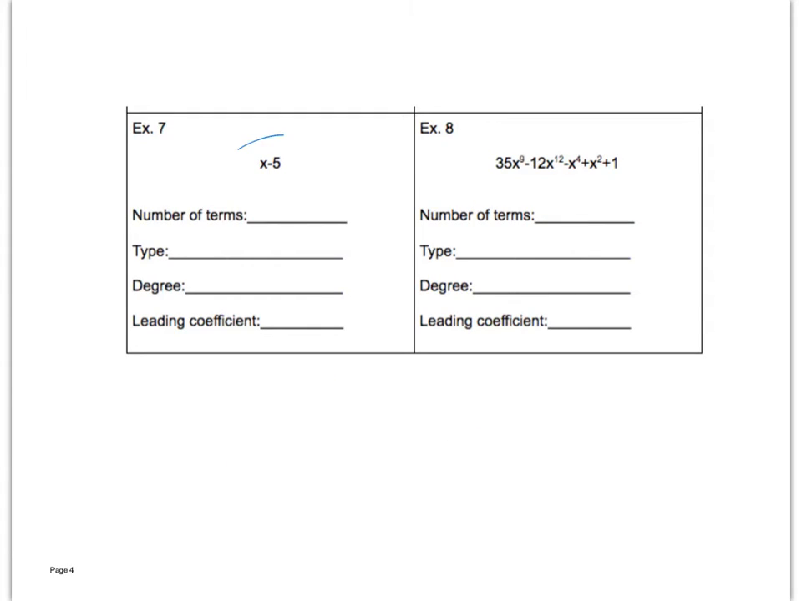Now here, this big chunk is actually 2 things. There's 1 subtraction sign, so the x is 1 term. The 5 is another. So there's 2 terms, so it's binomial.